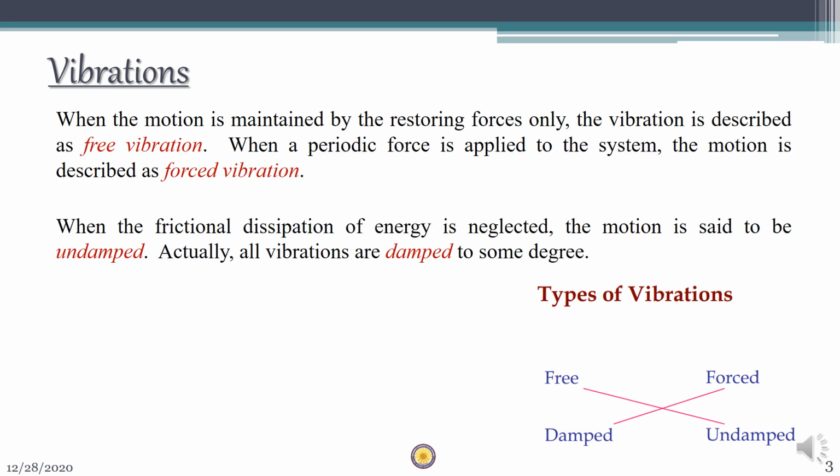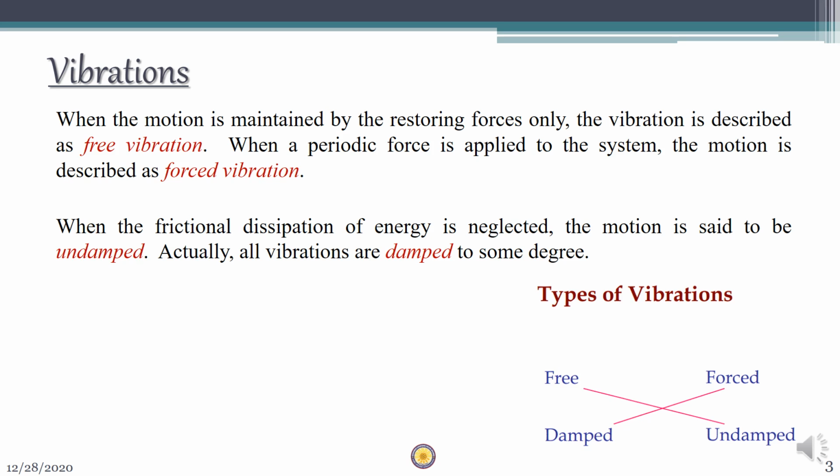Now vibrations can be classified into two types: free vibration and forced vibration. Those vibrations which are maintained only by the restoring forces in the system are called free vibration, and those vibrations which are caused by a periodic force externally applied are called forced vibration.